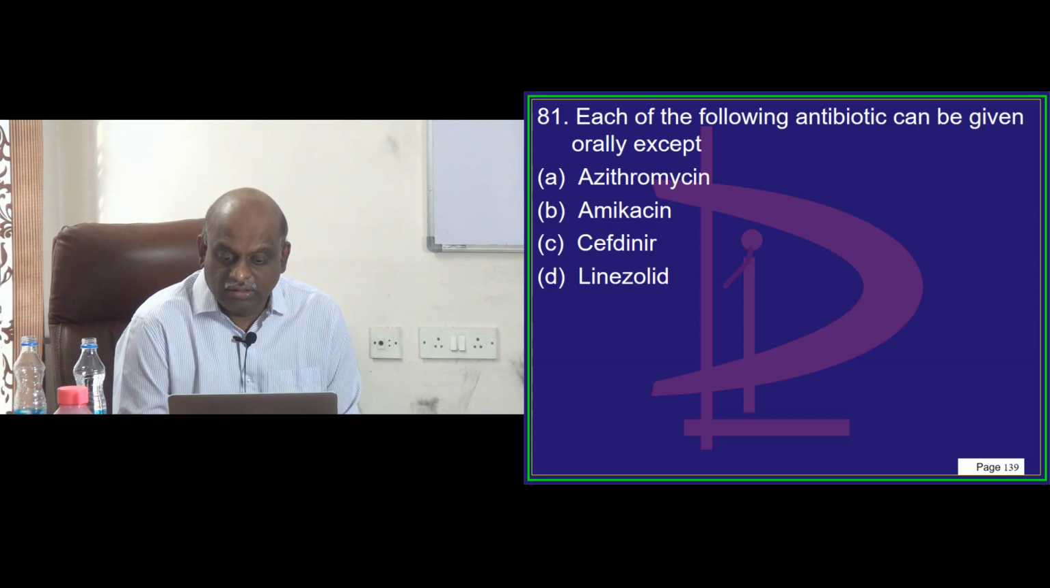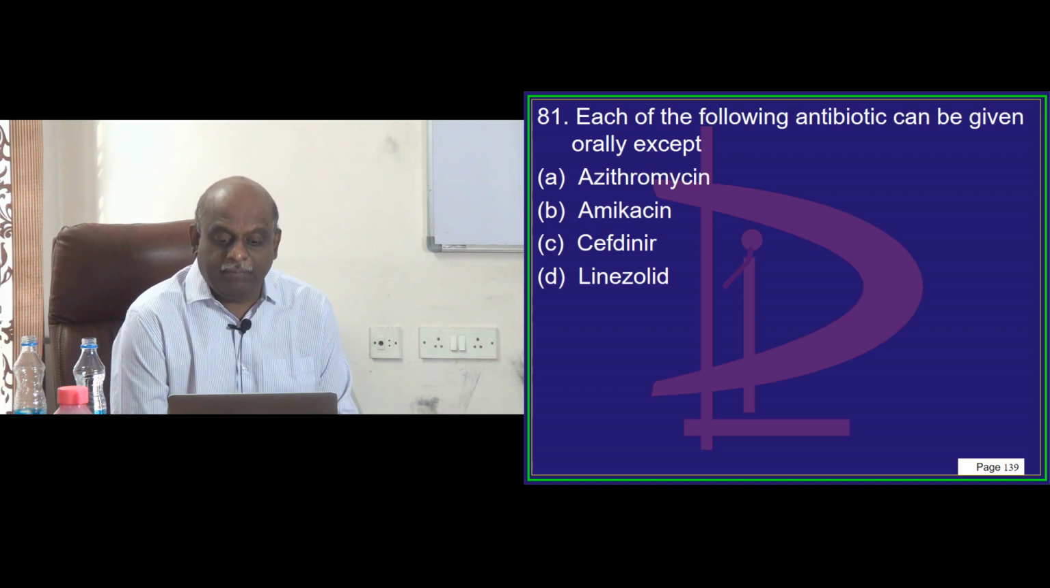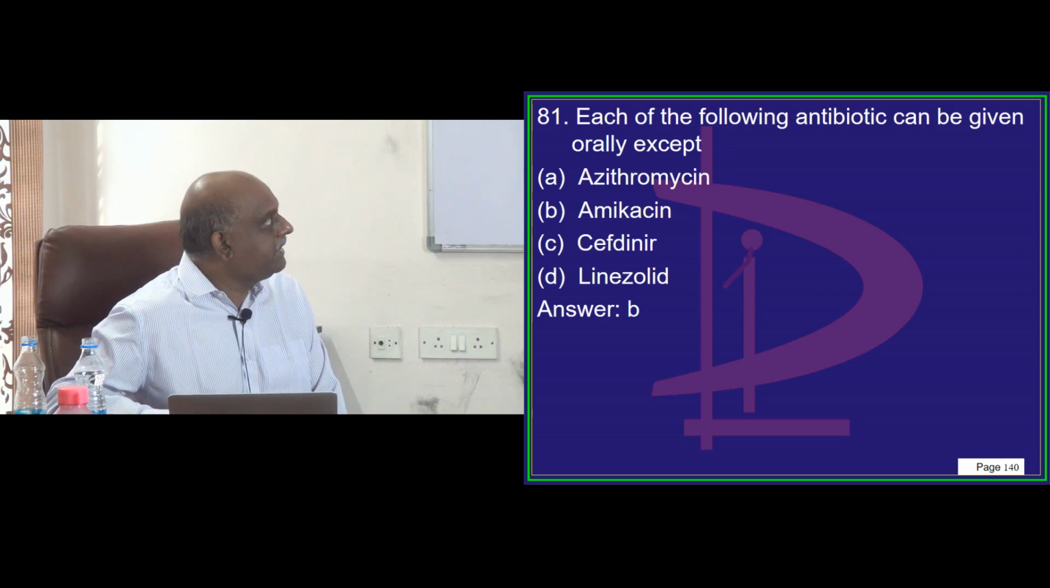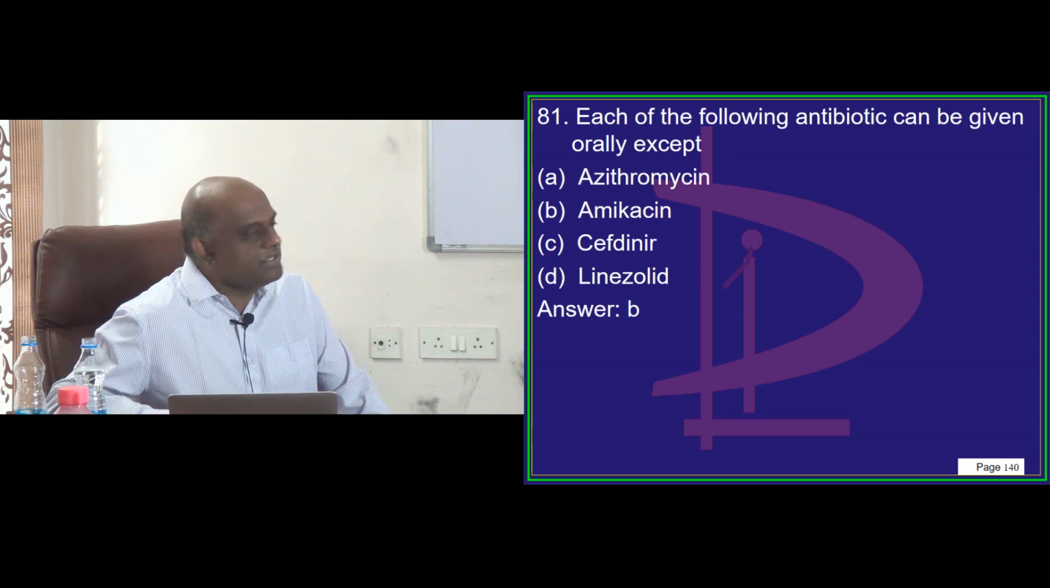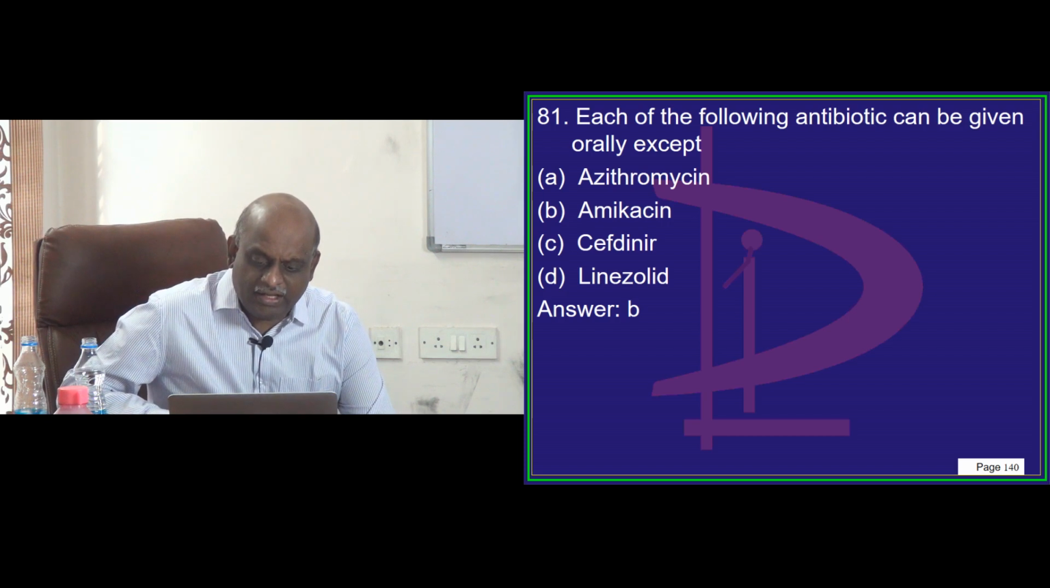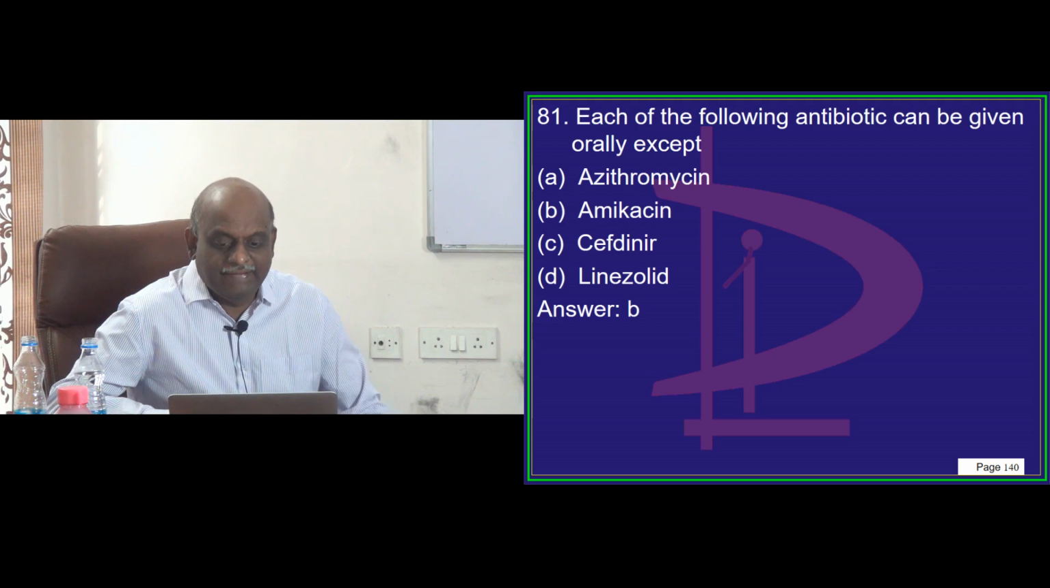Except. Very good. Ravi proposes linezolid. Excellent. But amikacin, is there any oral amikacin, Ravi? Is it available these days in Gandhi Medical College? Right?